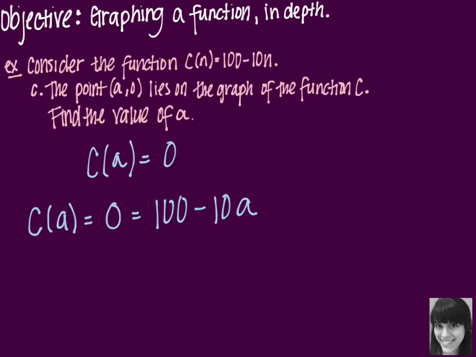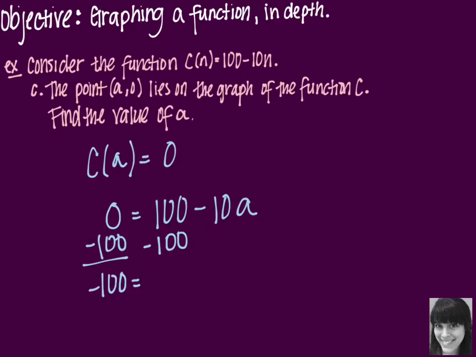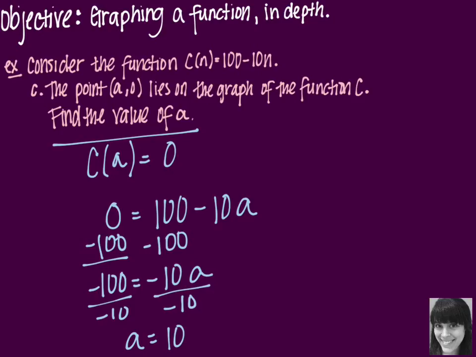Now all I have to do is solve for a. The first thing I'm going to do is subtract 100. I get negative 100 equals negative 10a. Notice how I dropped the negative down from the first line. Now I'm just going to divide by negative 10. You get a equals positive 10. So that is the value of a. When I put 10 into this function c of n, I should get out 0.